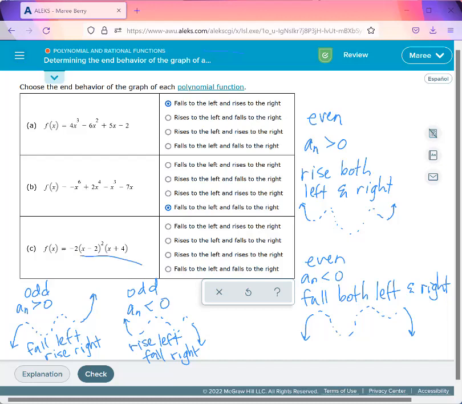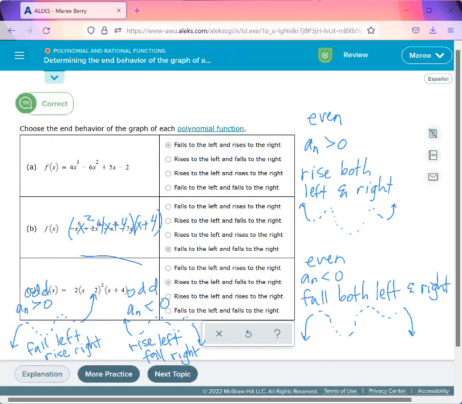x minus 2 squared is x squared minus 4x plus 4, which those parts don't matter, and then you multiply that by x plus 4. So this x squared times x is x cubed. Keep that in mind. So it's odd and it's negative, so it rises to the left and falls to the right. And that is the end of the lesson.